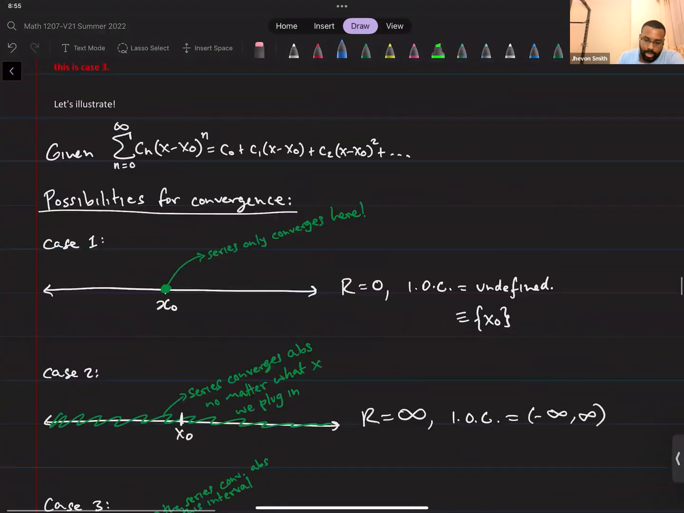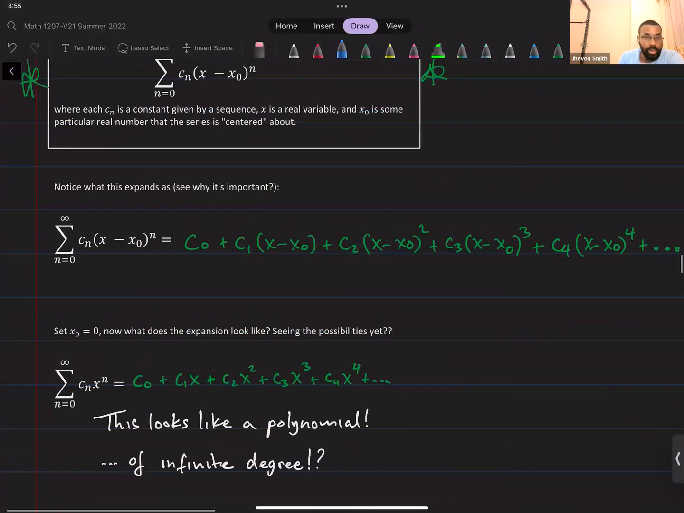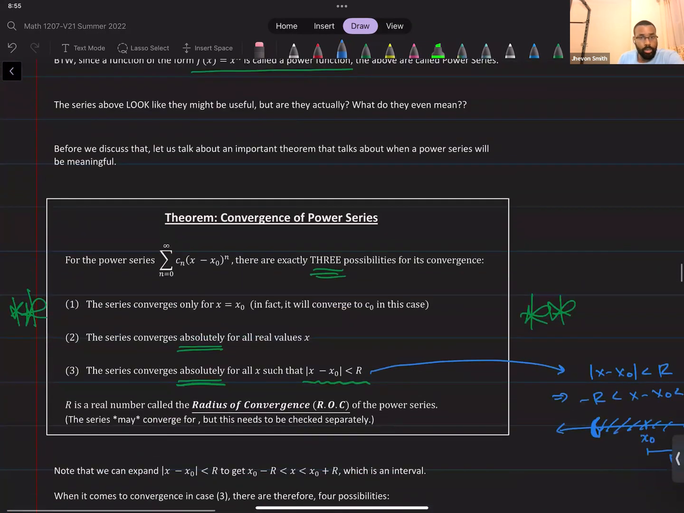So that is a power series. This is what a power series is. It's kind of like an infinite degree polynomial. And this is talking about the convergence of a power series. They will always converge absolutely in some sense. The difference is it'll actually happen at exactly one point, or it can happen on the entire real line.